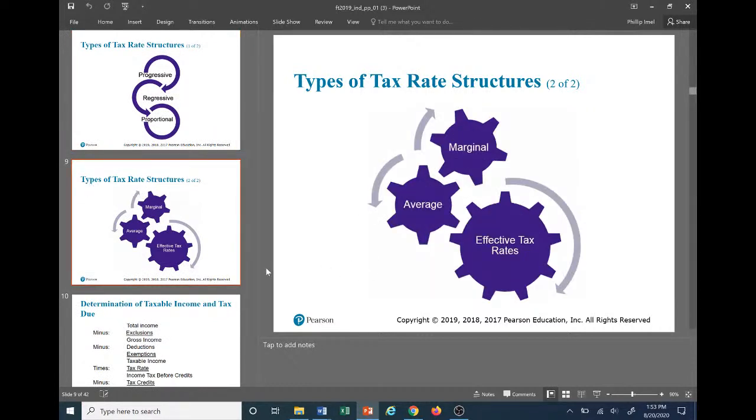Let's talk a little bit about the types of tax rate structures. First we'll start with marginal. We have the marginal, the average, and the effective tax rates.